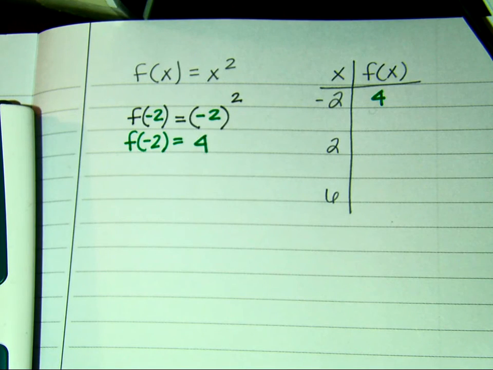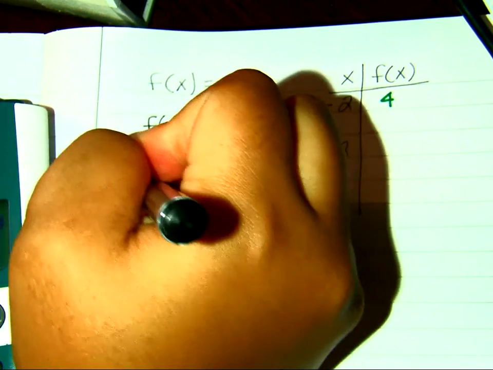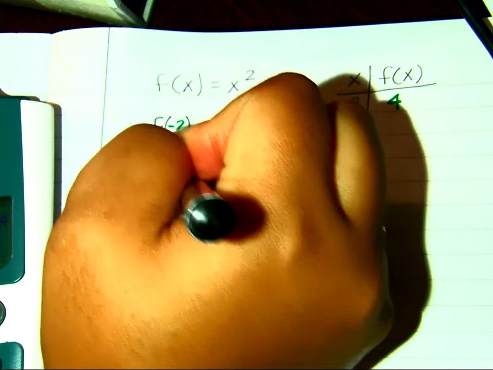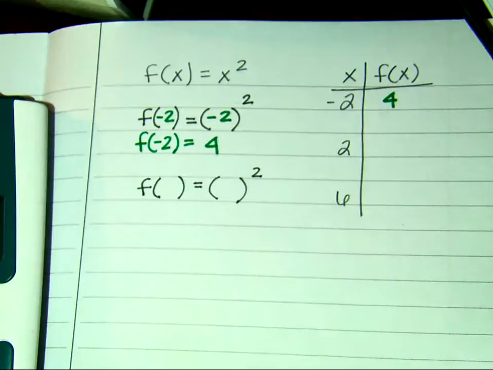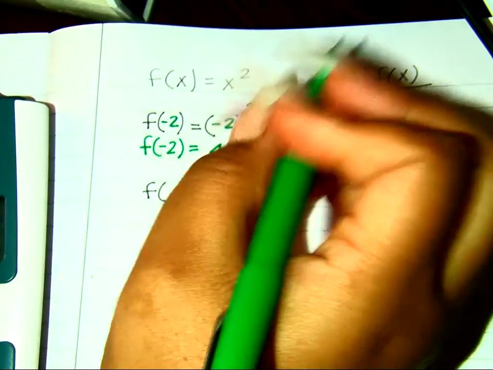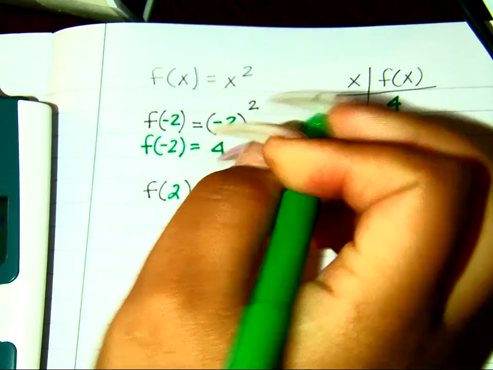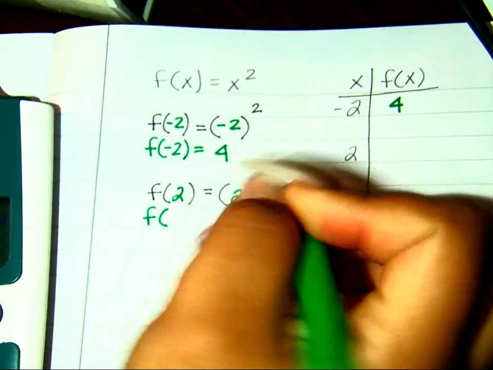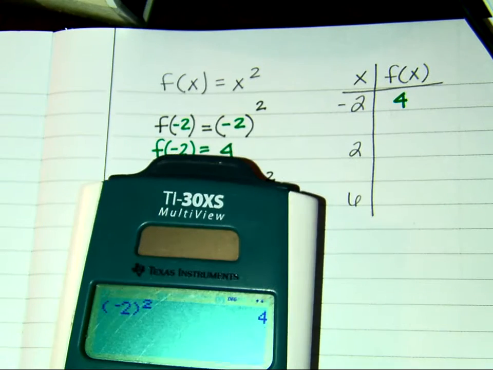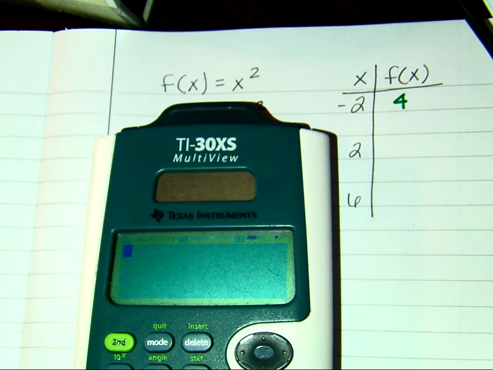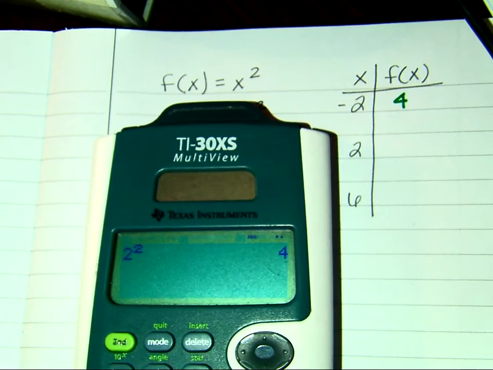Alright, so let's go ahead and do the second one. So we are looking for the function of 2. Alright, so I'm going to put a +2 here. I know that 2 squared is going to be 4 as well, but let's go ahead and use our calculator just in case. And it is 4.